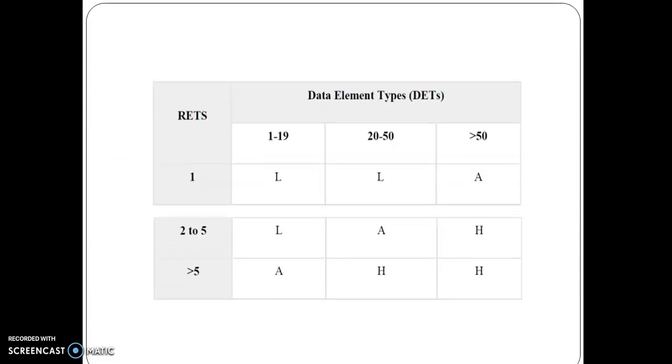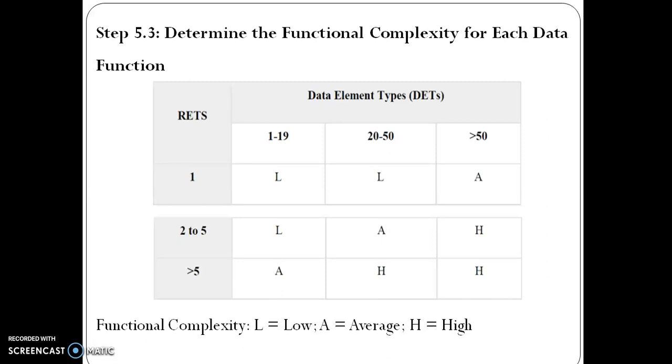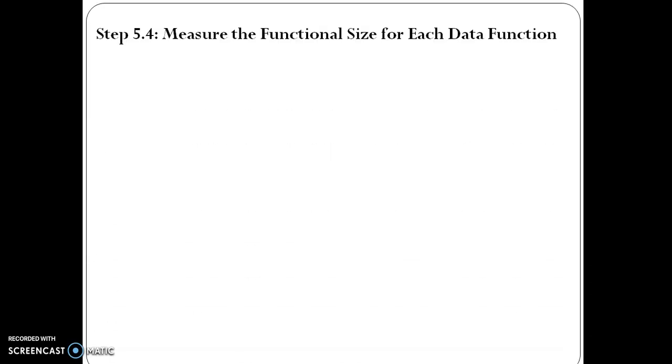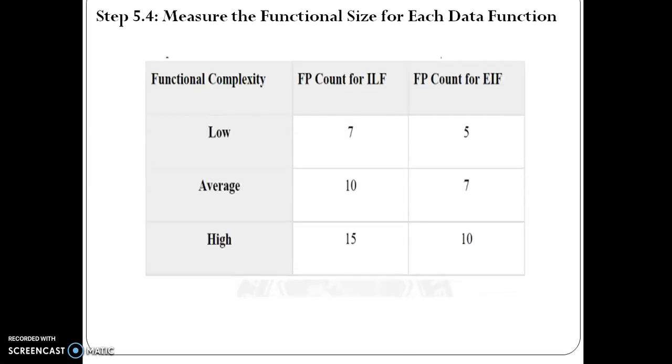So data element types 1 to 19, 20 to 50, above 50. Functional complexity: L equal to low, A equal to average, H equal to high. Measures the functional size of each data function. Functional complexity low, average, high.